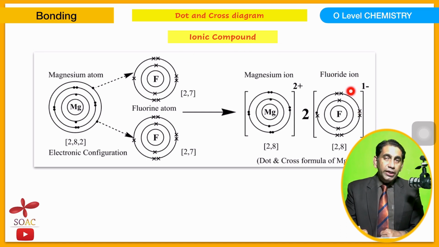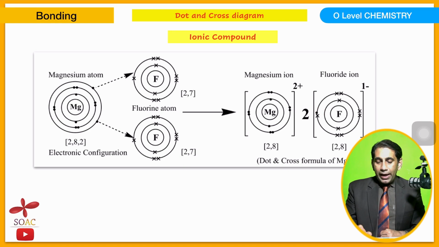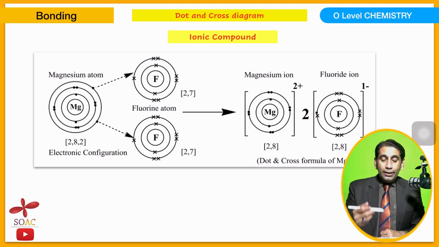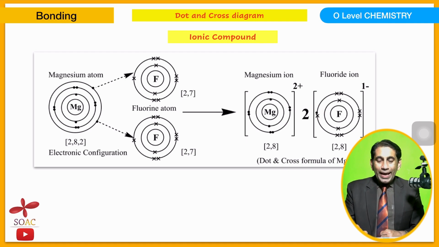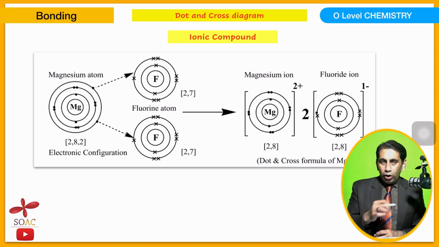The same is the case for fluorine, which has changed into a negative ion because each fluorine atom has gained one electron. This gained electron is shown by the dot, and all the rest of the electrons of fluorine are shown by crosses. The newer electron, the one donated by the magnesium atom, is shown by the dot, and the rest are shown by crosses to show the original possession of fluorine. Originally, fluorine had seven electrons in its last shell. There are seven crosses, and this dot is also now present, which means it was accepted from another source, from magnesium in this case. So we represent the electrons of magnesium by dots, and the electrons of fluorine by crosses.